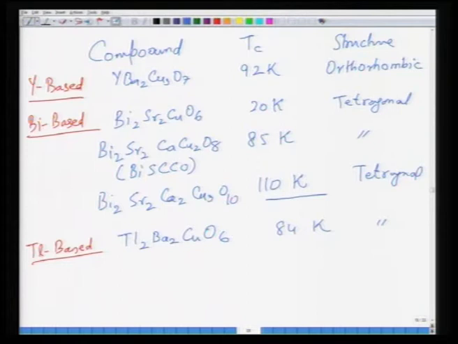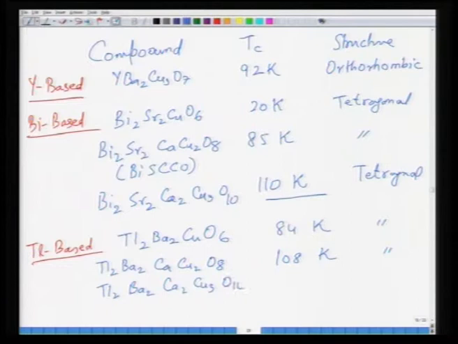You can add some more atoms to it. Again, you do the same thing that you did in BISCO. So, this becomes Tl2Ba2CaCu2O8, and this has a TC of 108 Kelvin. And then you have Tl2Ba2Ca2Cu3O10, and this increases the TC further to 125 Kelvin, again with a tetragonal structure.